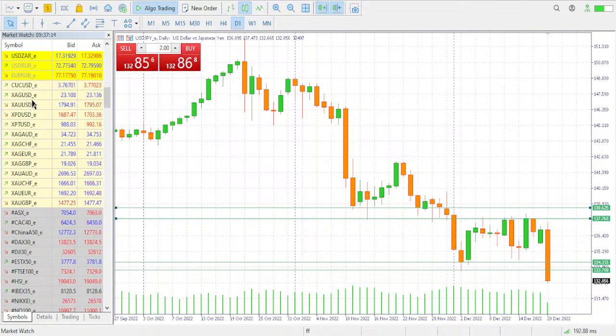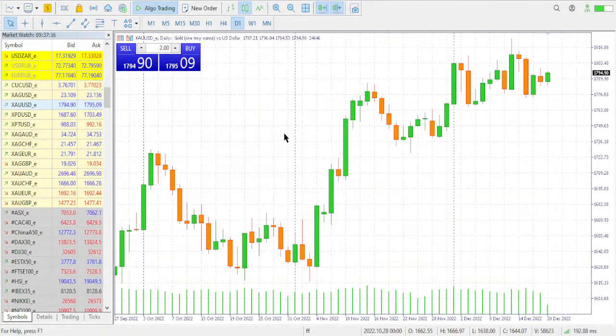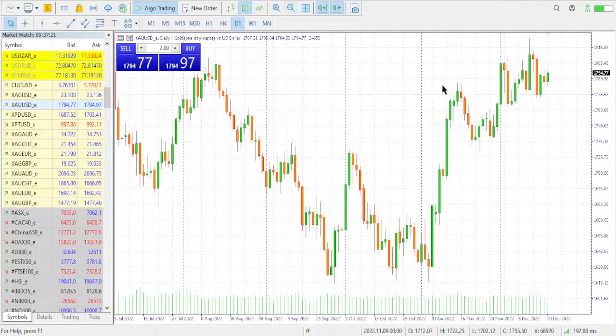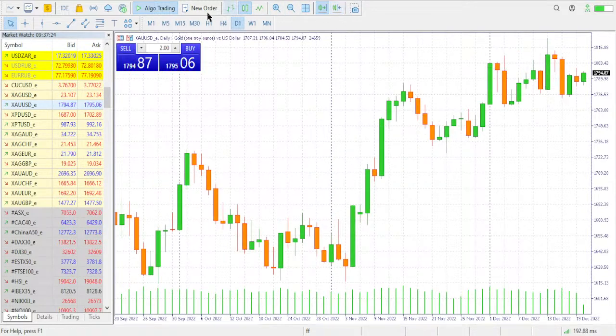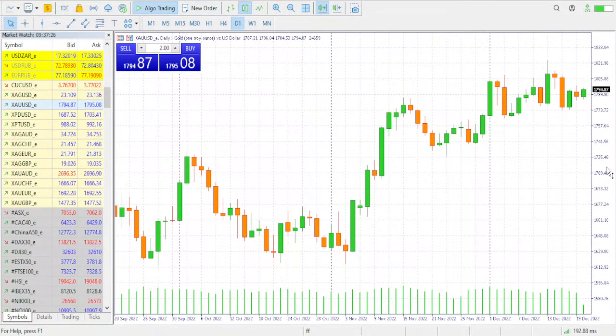The next chart is gold. Looks like on gold also we are looking for a buy. We have a shape forming, a converging wedge formation.